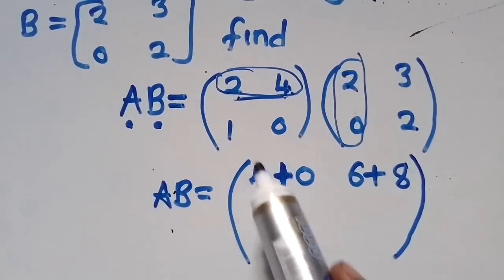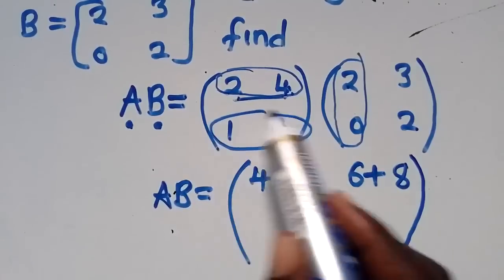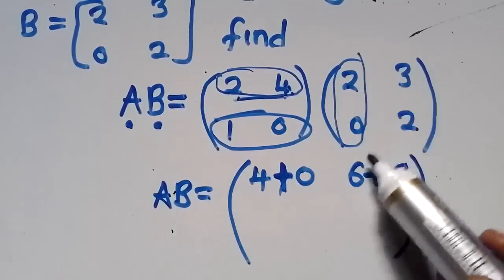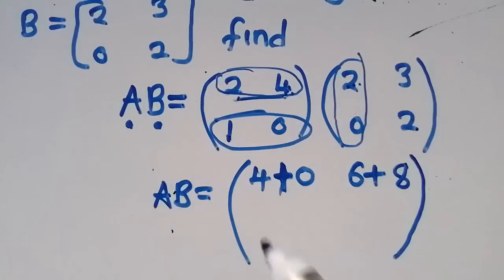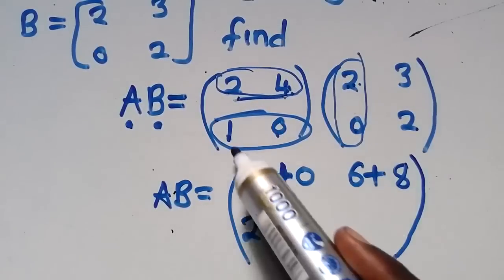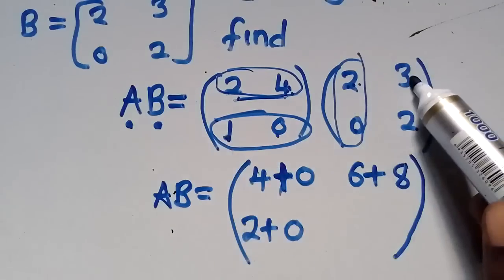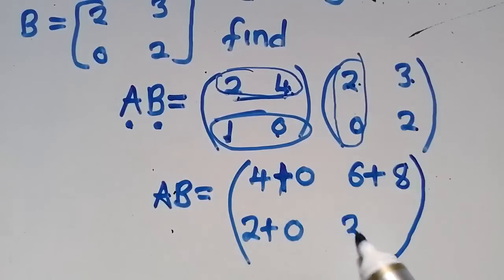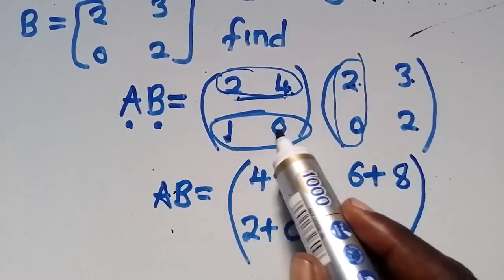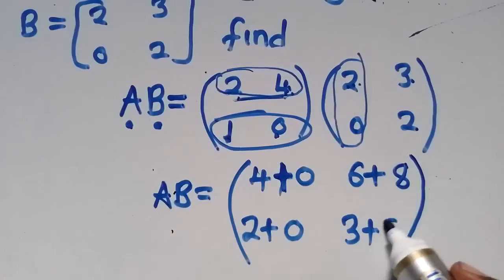You go down now where you get this one here. You multiply it against these two columns. This one will go with that one. 1 times 2, it is 2. Plus 0 times 0, it is 0, like that. Where you say, what is that one times that one? What are you getting? 1 times 3, it is 3 plus 0 times 2, it is 0, like this. So you are done with the multiplication.